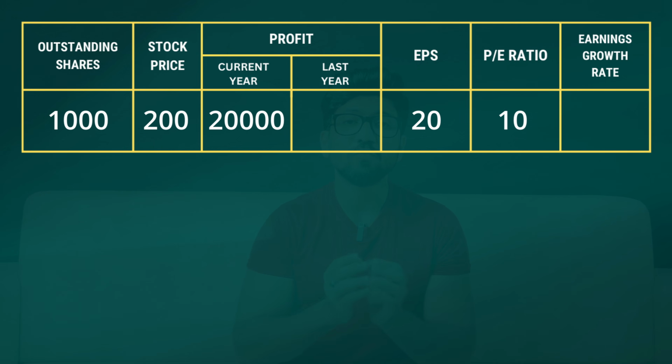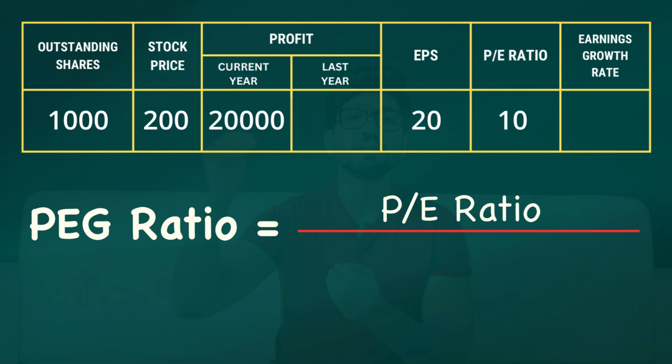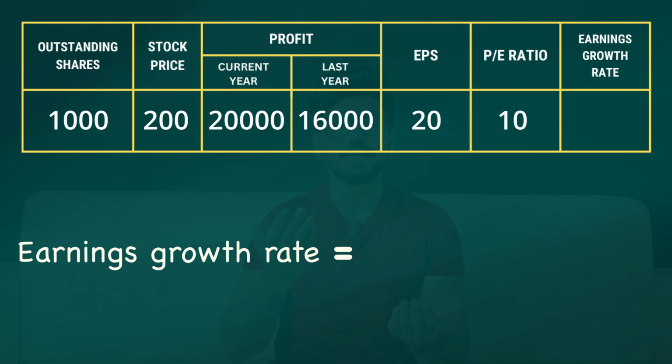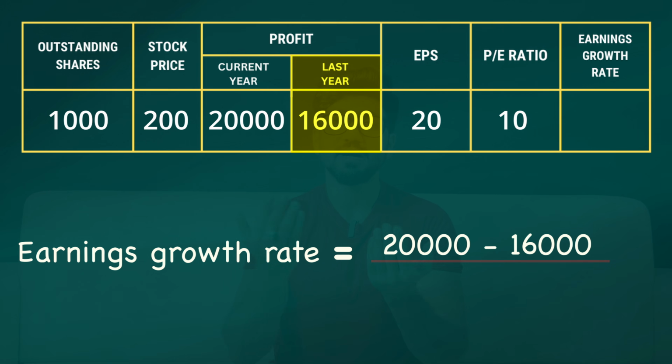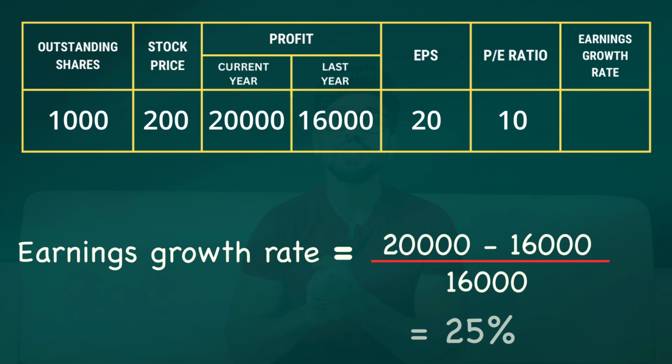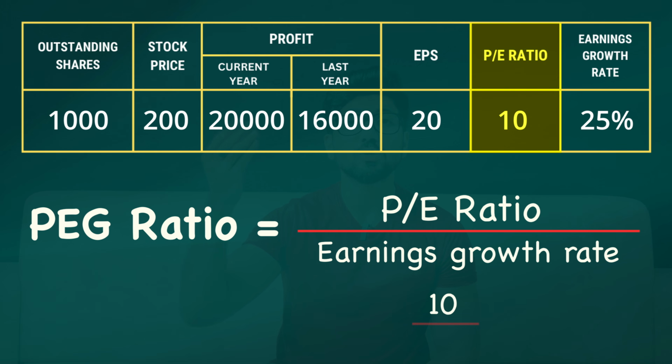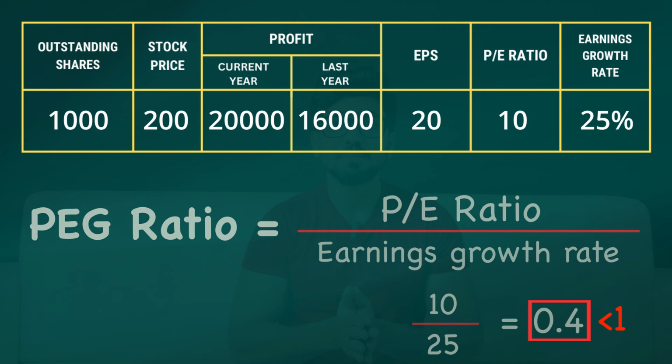Now, if we want to find the PEG ratio, we'll have to divide this by earnings growth rate. So let's assume this company made a profit of 16,000 in the last year. And this year it made 20,000. So the earnings growth rate is 20,000 minus 16,000 divided by 16,000, which comes out to be 25%. So let's divide this. PE ratio is 10, earnings growth rate is 25%, 10 divided by 25, that basically comes out to be 0.4. And since the PEG ratio is less than 1, this company is undervalued and we can basically invest in this company.